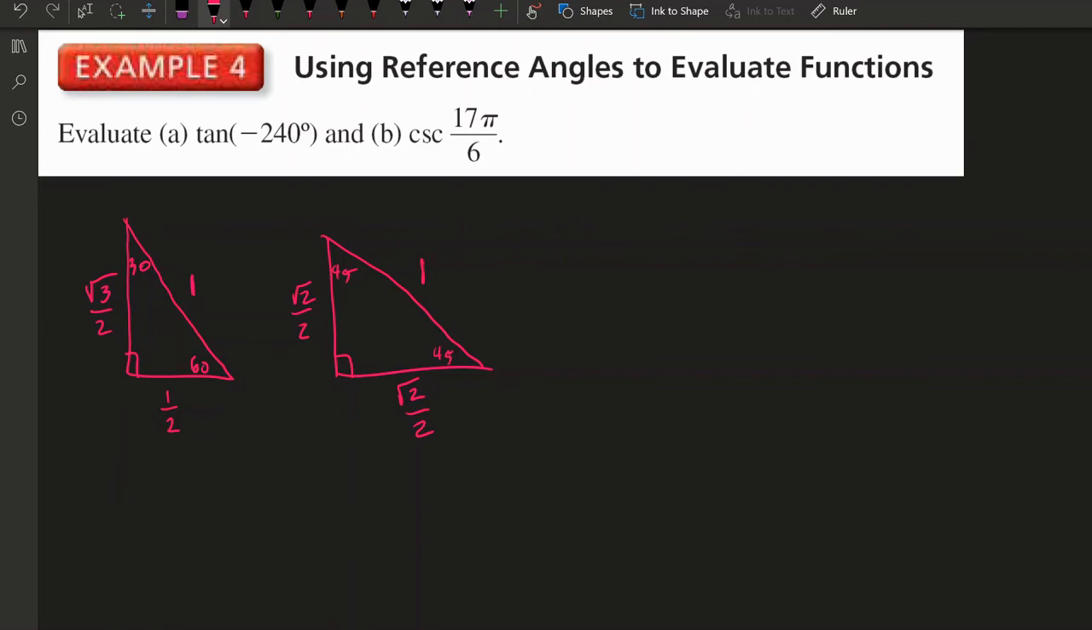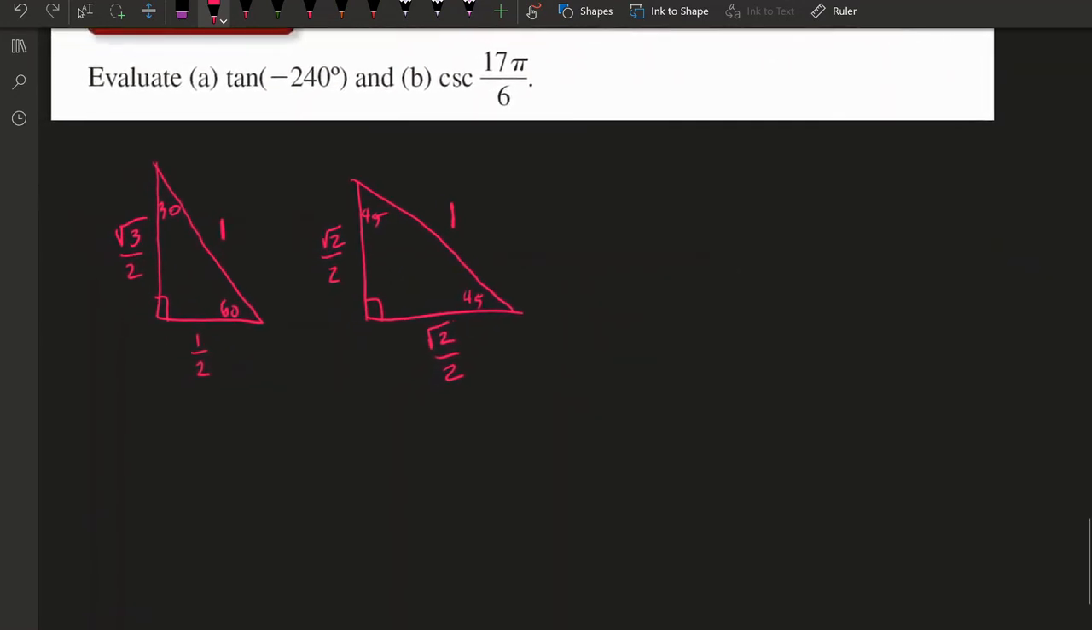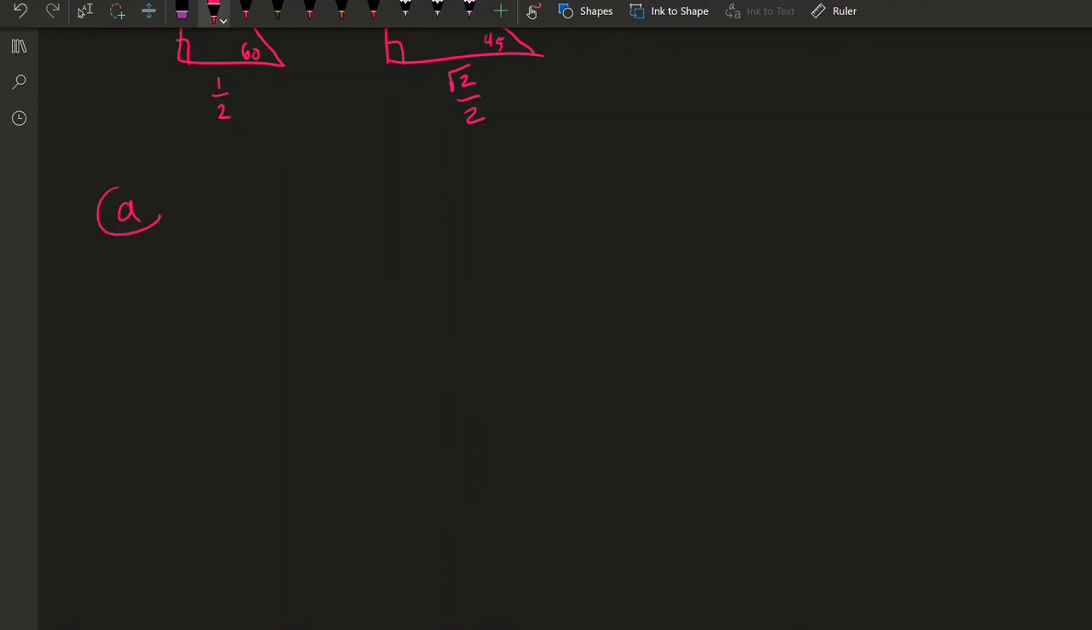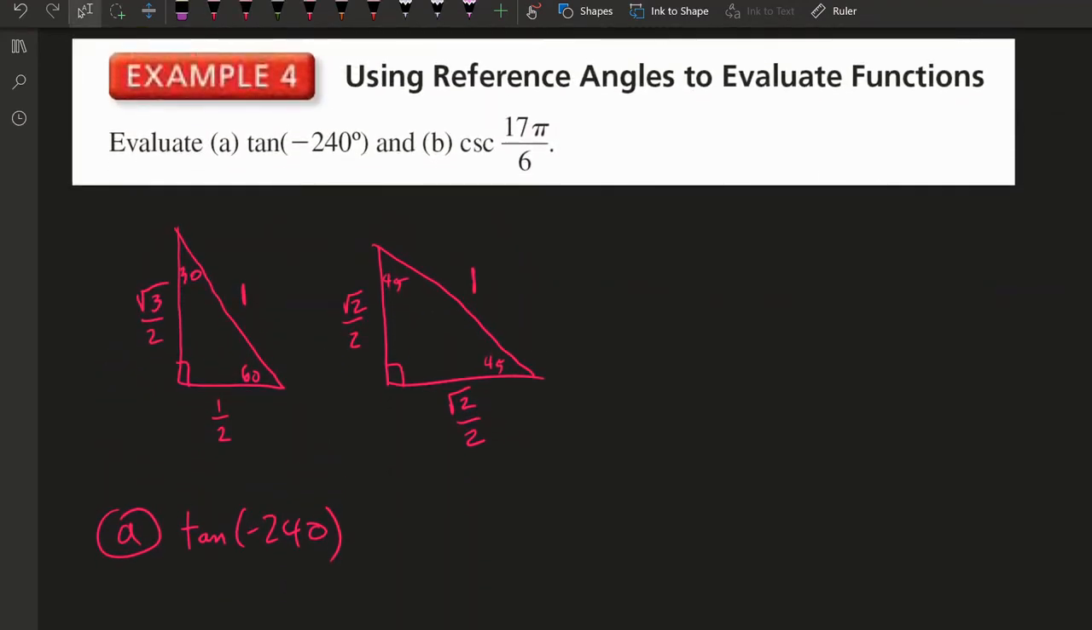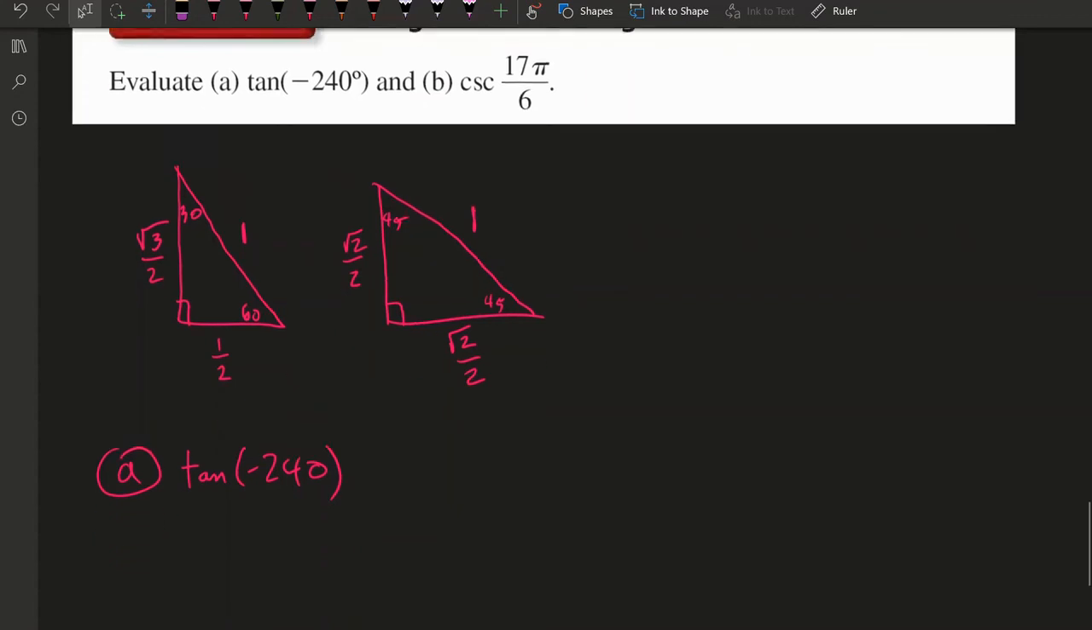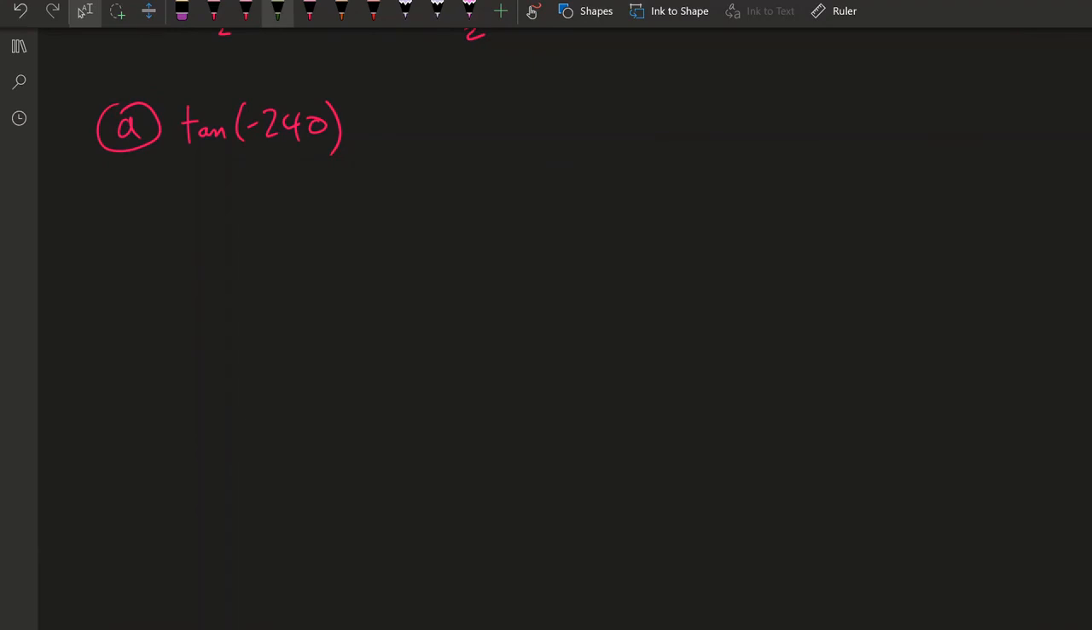So, question A is asking us to evaluate tangent of -240 degrees. Now, quick note, when you do your homework, it's going to say, evaluate the following without using a calculator, and really what they mean is evaluate by using reference angles. So we want you to draw this out and do the calculations on your own. Could you just type in tangent -240 into a calculator? Yes, but the point of this is to practice doing it with reference angles. So I'm going to go ahead and draw the tangent of -240.